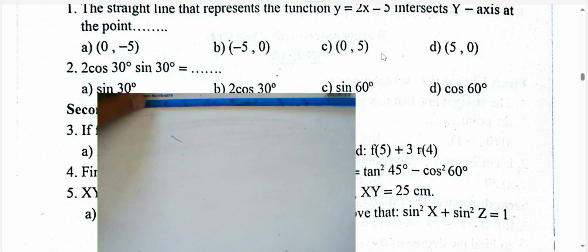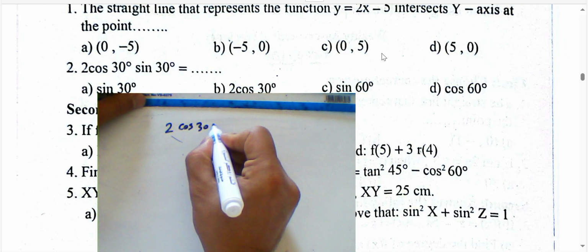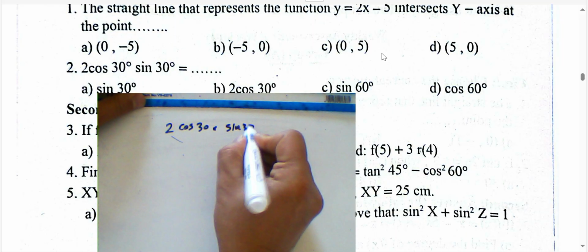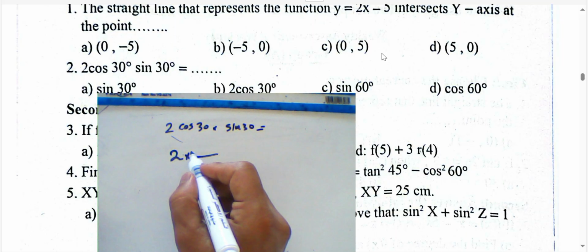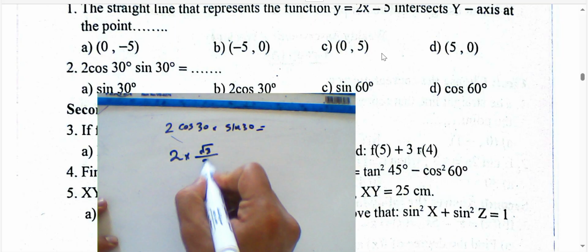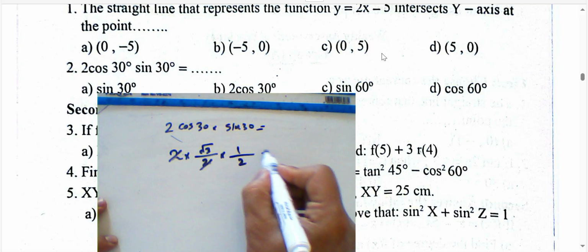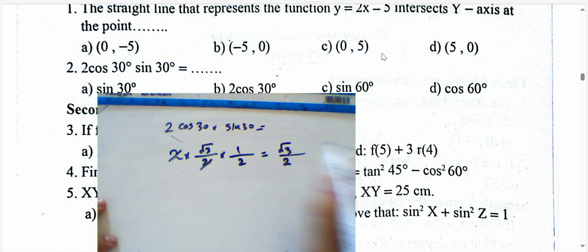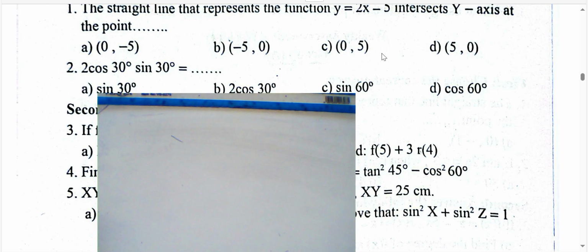2 cosine 30 product by sine 30. We have 2 cosine 30 product by sine 30. 2 product by cosine 30 equal adjacent over hypotenuse, root 3 over 2, product by sine 30 equal half. We can cancel together. The result will be root 3 over 2. Next question.